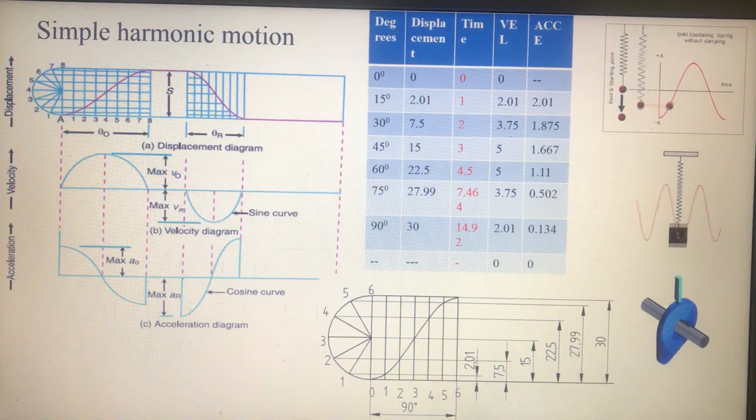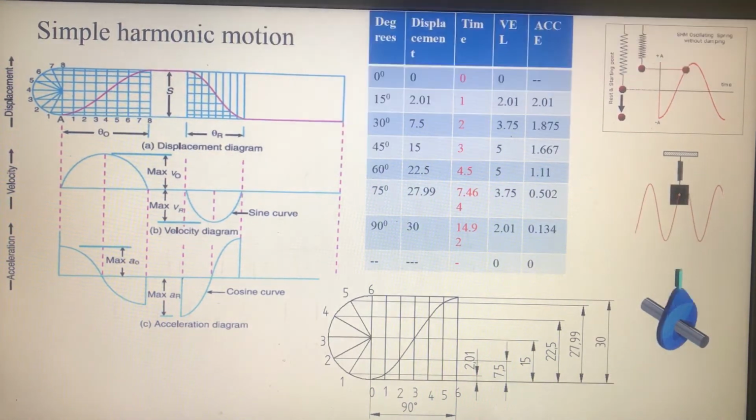Next one is simple harmonic motion. That is, if the displacement of the follower is of simple harmonic type, what would be the velocity and acceleration pattern? For this, I am considering a mass.